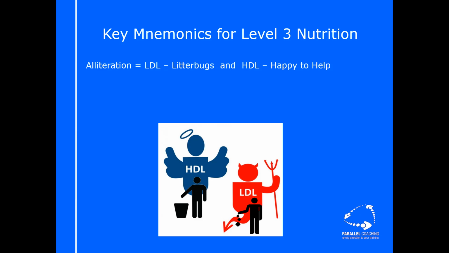So they're like litter bugs. So remember, L for LDL equals L for litter bugs. And if you think, say, on a festival, for example, when you've got lots and lots of people dropping litter, then it builds up quite quickly. So LDLs are the ones dropping litter. Then the HDLs are there happy to help. These are the ones that are picking up litter and putting it in the bins.